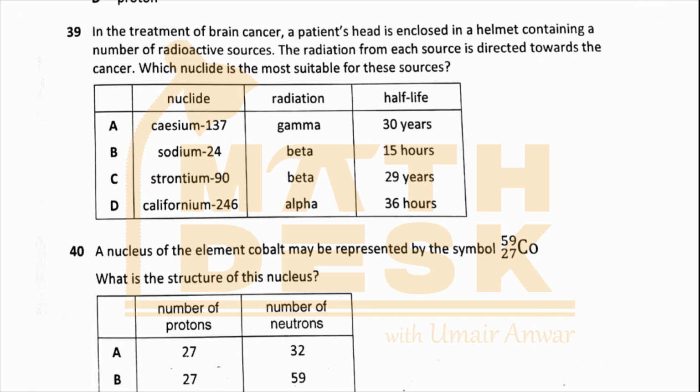The next question says in the treatment of brain cancer, a patient's head is enclosed in a helmet containing a number of radioactive sources. The radiation from each source is directed towards the cancer. Which nuclide is most suitable for these sources? So we cannot use beta and gamma for this treatment because they cause more ionization, and the source with gamma radiation is most suitable here.